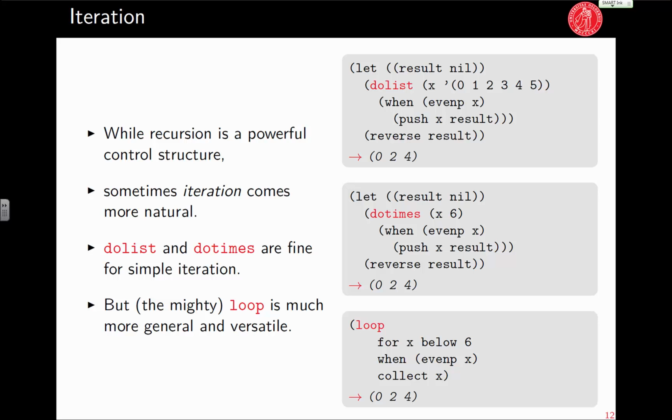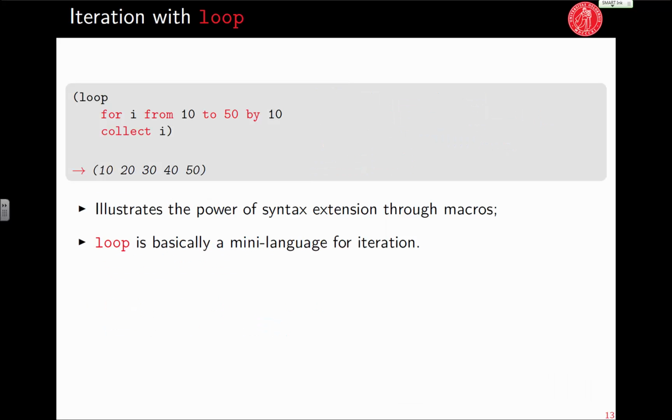Whenever I feel like doing something iteratively, and that actually happens often, then there is one general iteration construct called loop, the mighty loop, and that's very general and versatile. So C introduced the tripartite for iteration control. That was pretty general in its days, certainly. Loop is a lot more general, as you'll see. So loop can do pretty much all sorts of iteration. Let's look at a few examples.